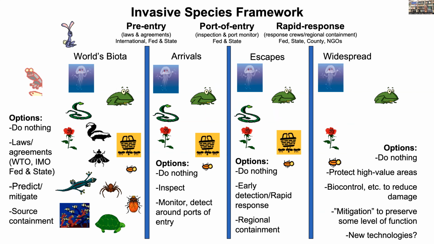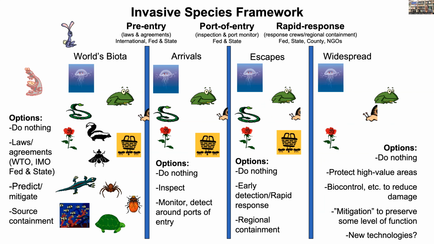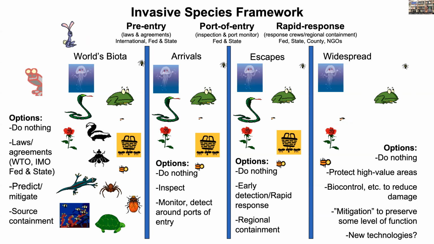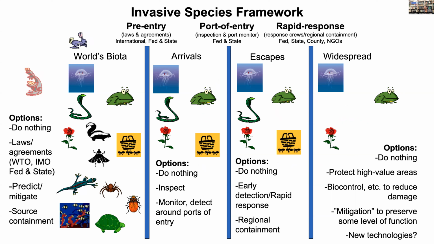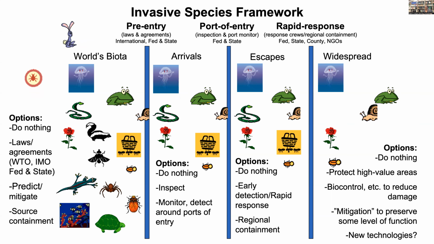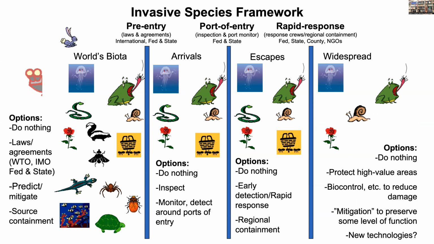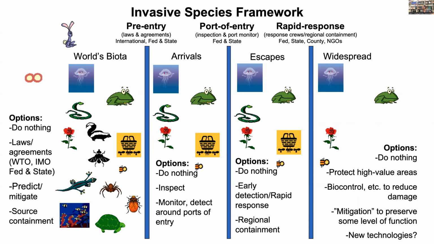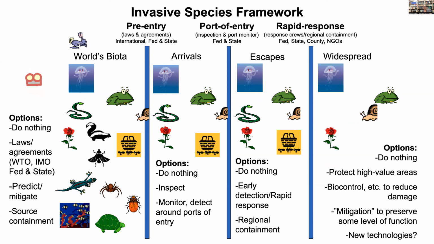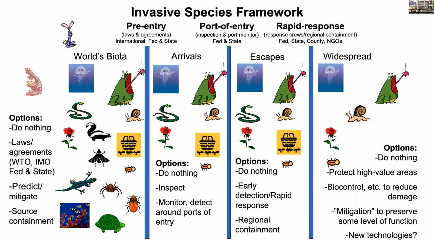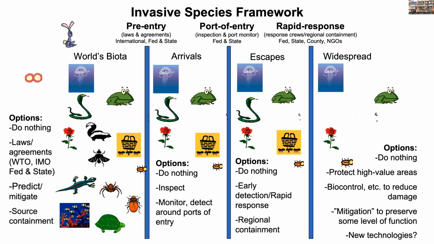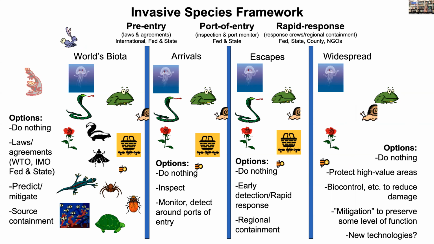Wow. So when they do escape, or we're not able to contain it for whatever reason, we found it too late, it flies and you can't eradicate it, whatever the case is. If it is widespread, or it came in years ago and we didn't do anything then, we have options again. We can do nothing, which is what we do a lot of the time. I mean, it's too widespread. There's nothing we can do.